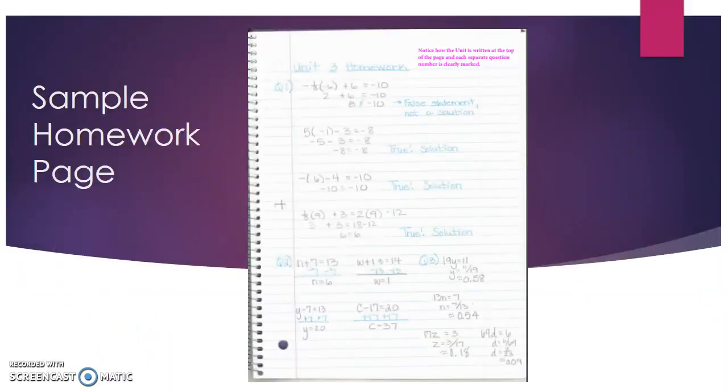Here's a sample page of what your homework should look like as you're working on the homework problems in More. So in your spiral notebook, you'll put your title at the top of the page for the unit that you're working on, and you'll number each question, and you will clearly mark your final answer.